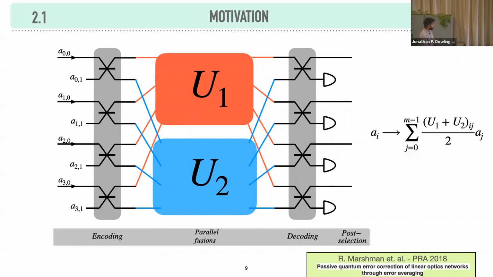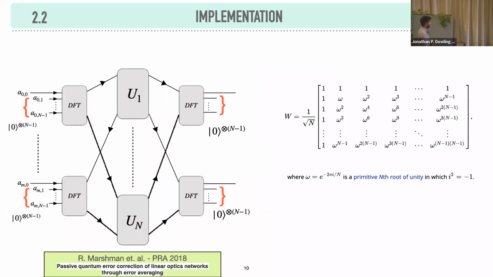step. And so if you want to generalize this process, instead of adding 2 unitaries, if you want to add n unitaries, what you can do in general is generalize your encoding step using DFT matrices. And now you want to send in vacuum in the ancilla modes, and you want to measure vacuum in the output modes.